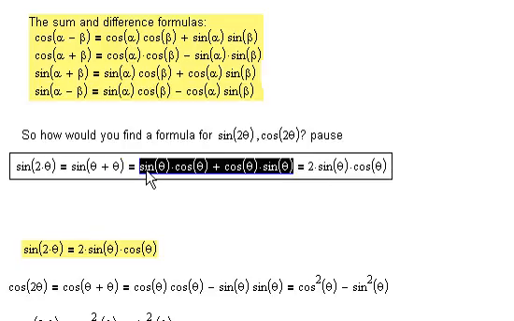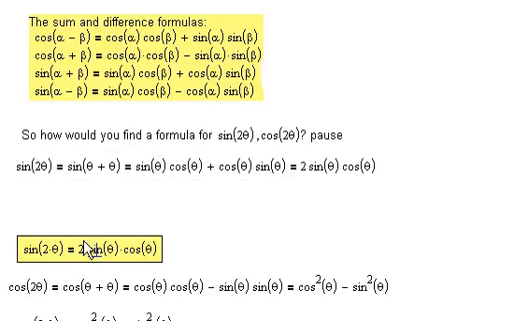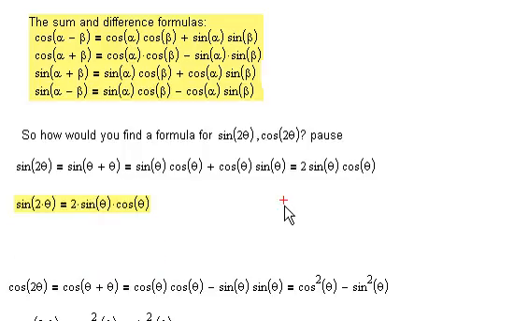And of course, these are both just sine theta cosine theta. So there's two sine theta cosine theta. So we've got that formula right there. That's the double angle formula for sine 2 theta. Sine 2 theta is 2 sine theta cosine theta. And notice it's not 2 sine theta.